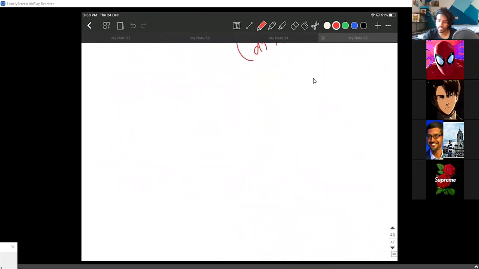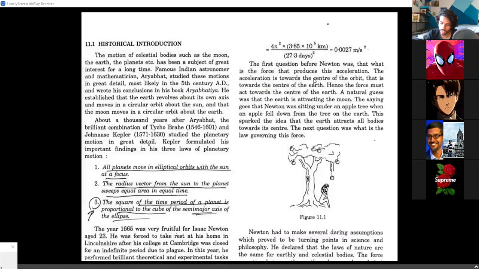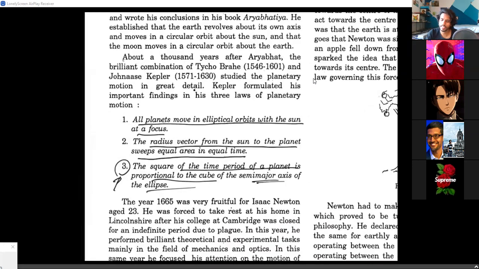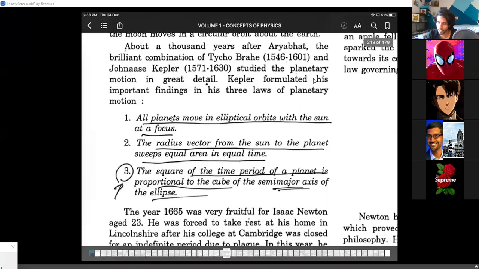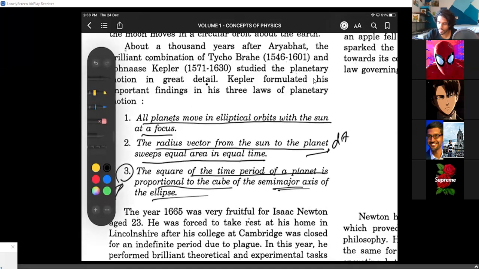So that is the second law of Kepler's, which is the area sweeping. The second law can be simply considered as saying that the areal velocity is constant.